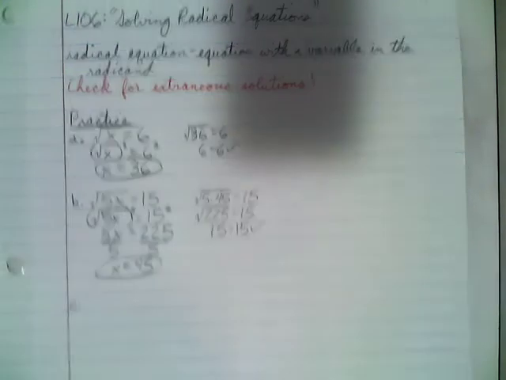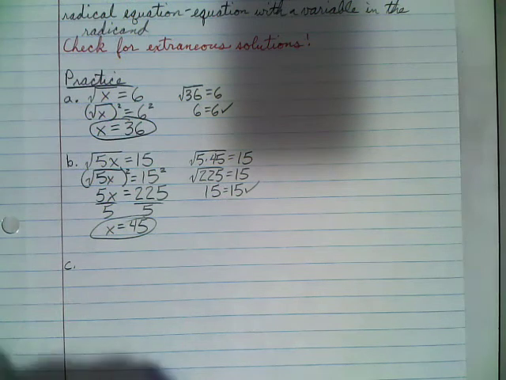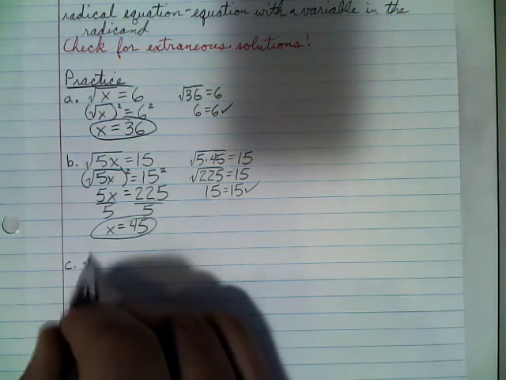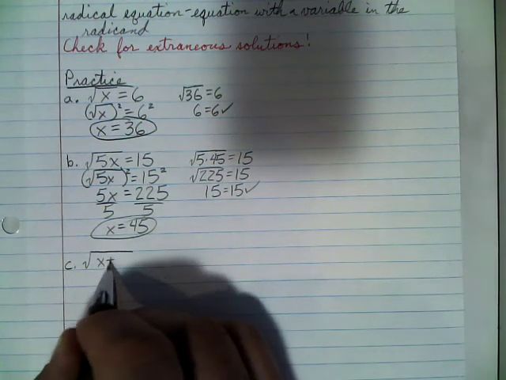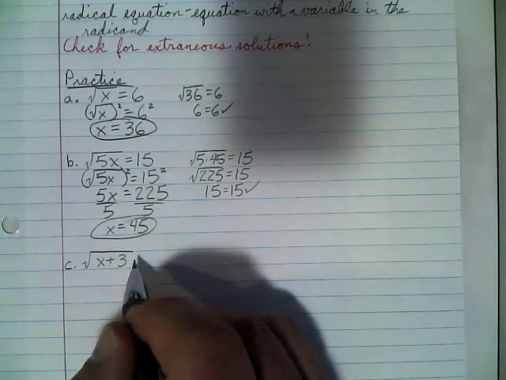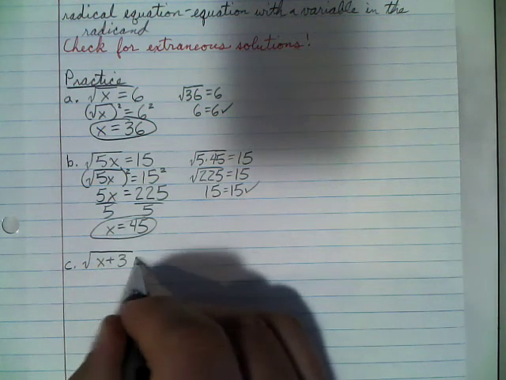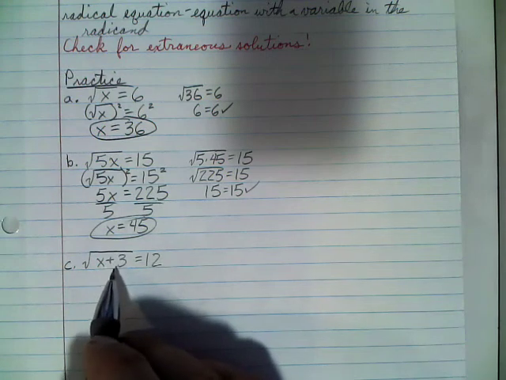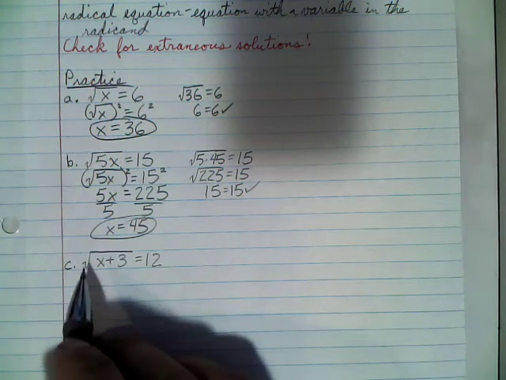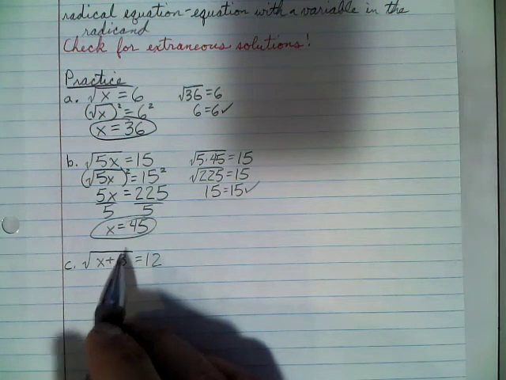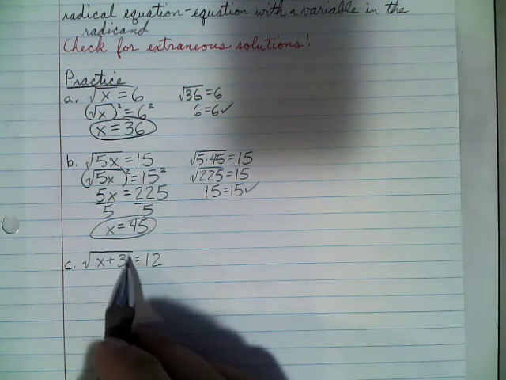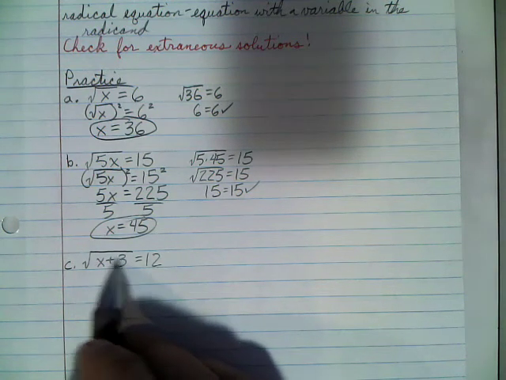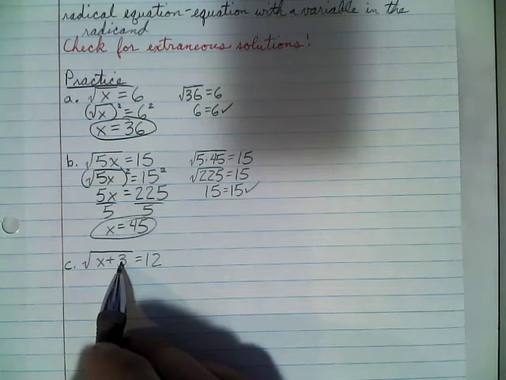Letter C. We'll keep moving here. Radical of x plus 3 equals 12. Now normally addition and subtraction are the first things we would take care of here. But however, because this is inside of the radical, you can imagine there being invisible parentheses around this, meaning that the x plus 3 would have been the first thing we do in order of operations, which means it's the last thing we do in reverse order.